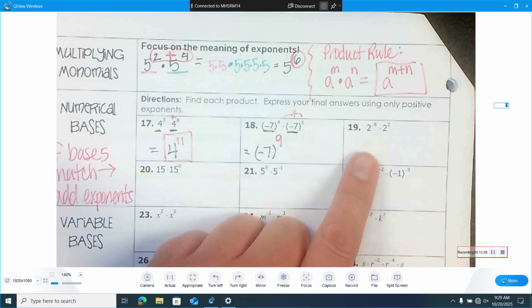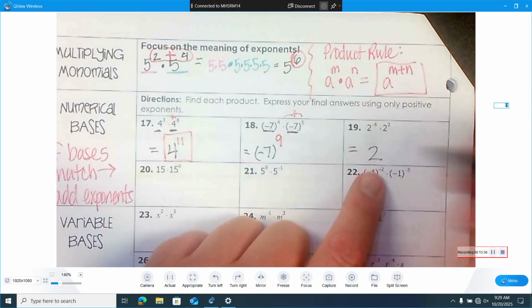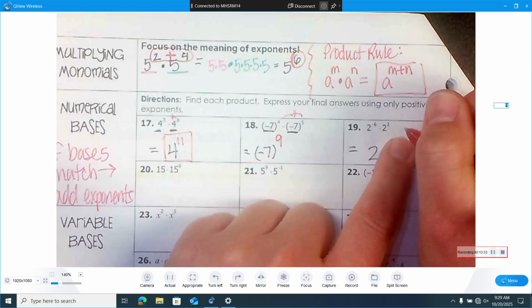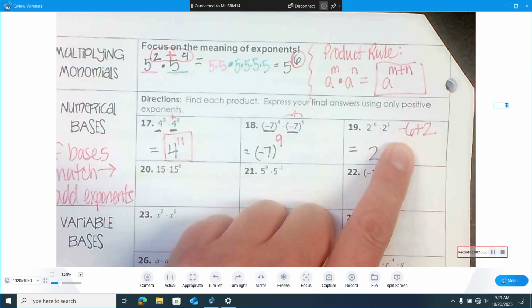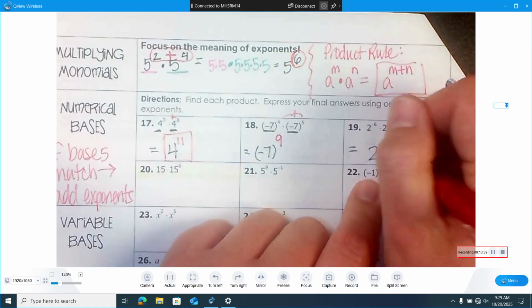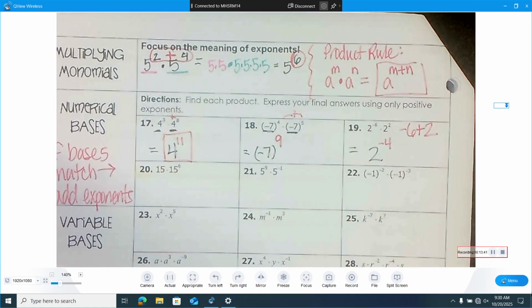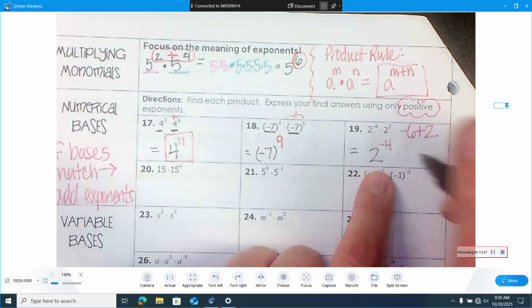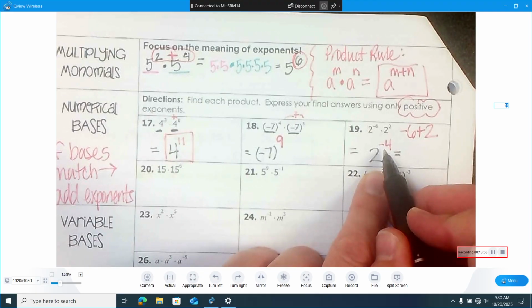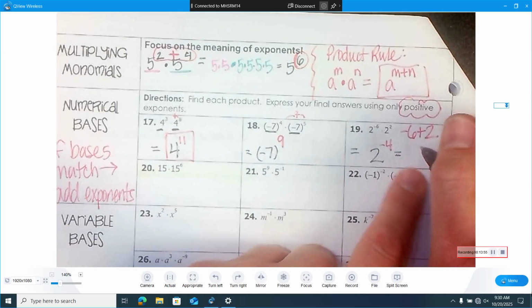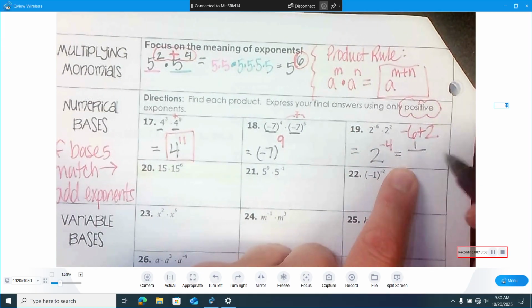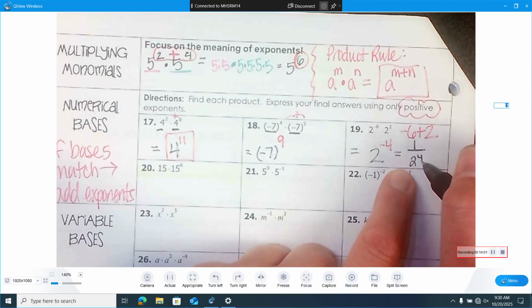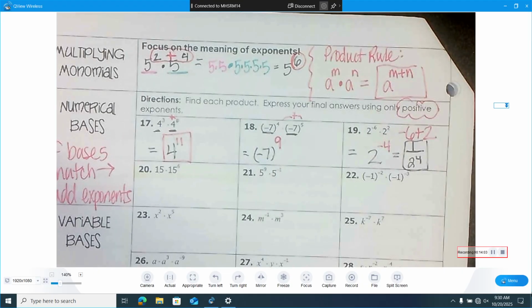Number 19, what's our base? The base is 2. It stays the same. Now, we add our exponents. -6 plus 2. What is -6 plus 2? -4. Very good. Can I leave this like this? No, we want only positive exponents. So I need to do one more step here because my exponent is not happy. This is a sad exponent. Where does he want to go? Go down below under the denominator, into the denominator. So we do 1 over 2 to the 4th, which is a very happy answer. 1 over 2 to the 4th.